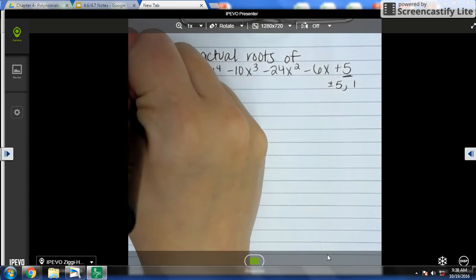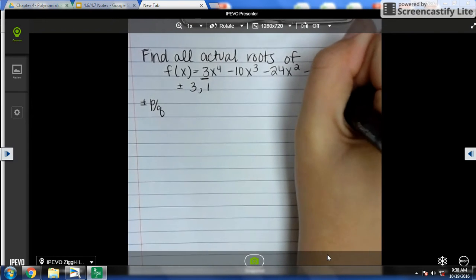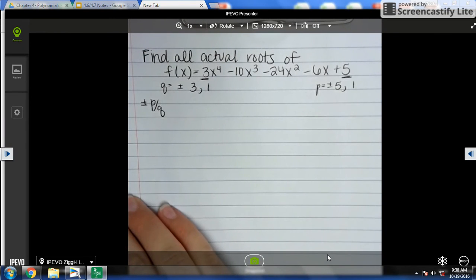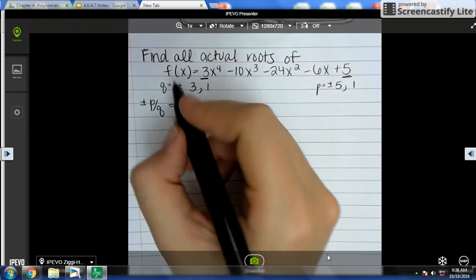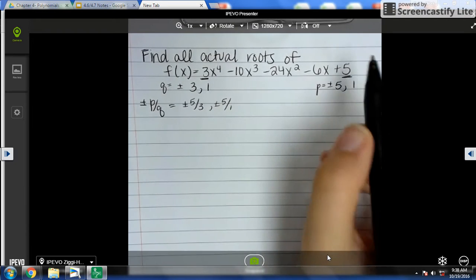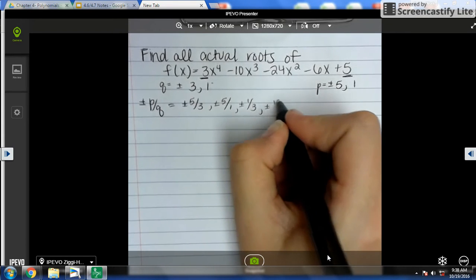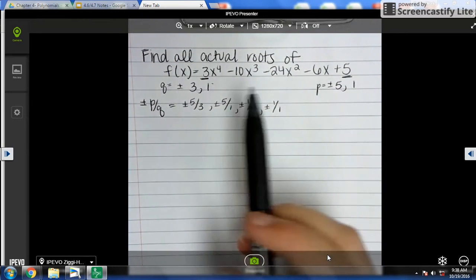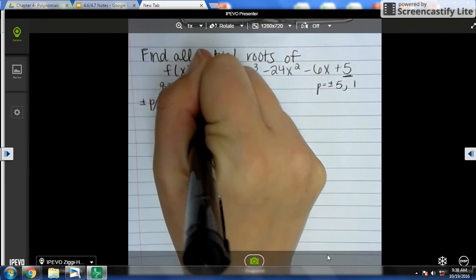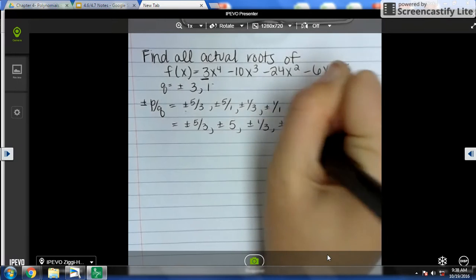We want to look at all combinations of plus or minus p over q, where p is the factors of our constant term and q is the factors of our leading term. So we get plus or minus 5 over 3, plus or minus 5 over 1, plus or minus 1 over 3, and plus or minus 1 over 1. That's all 4 combinations, which turns out to be 8 possible solutions. When you simplify, you get plus or minus 5/3, plus or minus 5, plus or minus 1/3, and plus or minus 1.